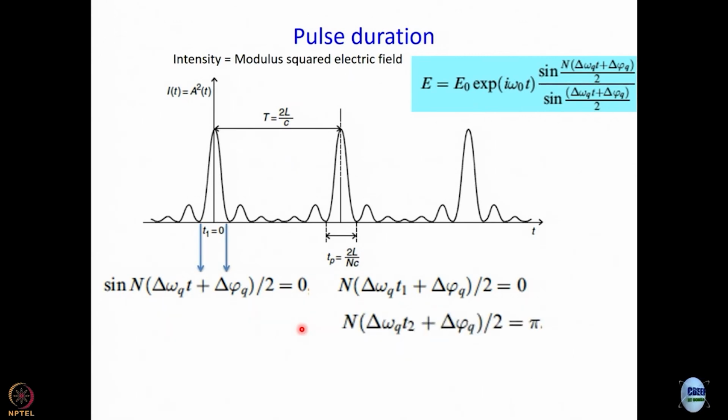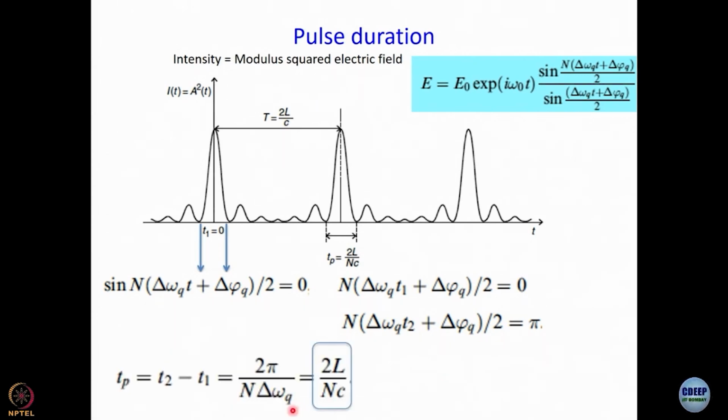So, I can say this is t1. For t1, this thing is equal to 0. For t2, the next one, it is equal to pi. So, from here you can find out t2 minus t1 very easily, and that is going to be Tp, the pulse duration. Do it. Tp equals t2 minus t1. Just subtract. What will you get? You will get 2π divided by n Δω. Is that right?